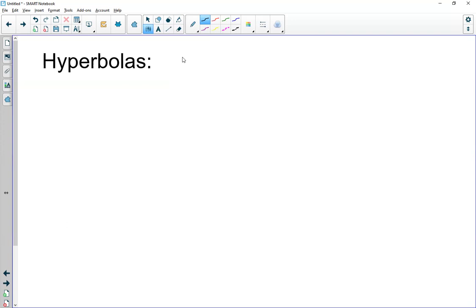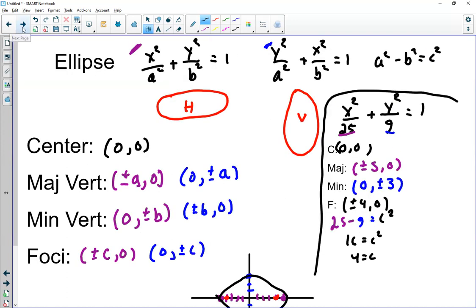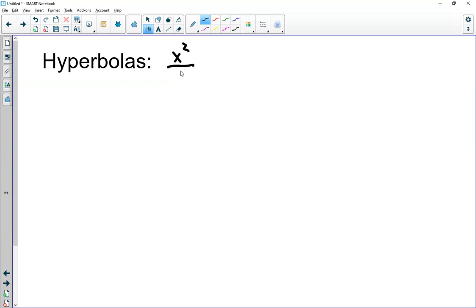All right, hyperbolas. Two equations. There's the vertical and horizontal again. Which way did I go first last time? Did I do horizontal first? Yeah, okay. So x squared over a squared minus y squared over b squared equals 1. The little difference here is the minus in between. And that would be horizontal. So it would look something like this.